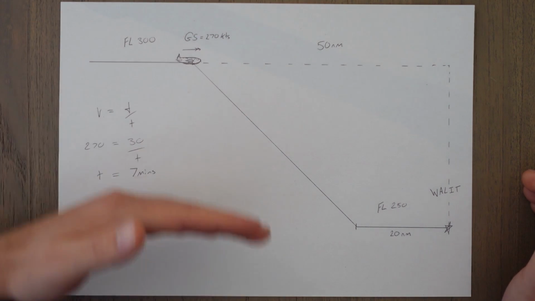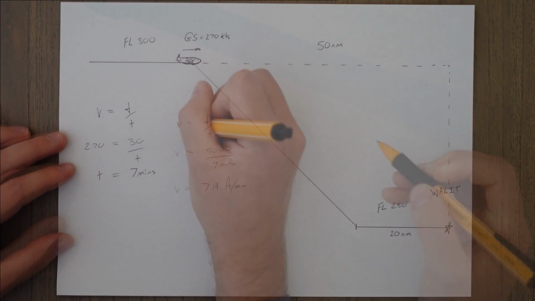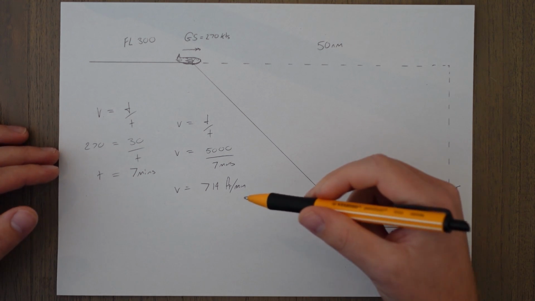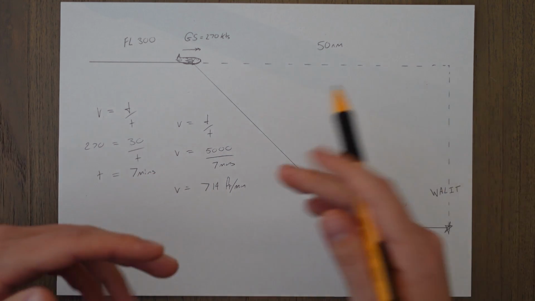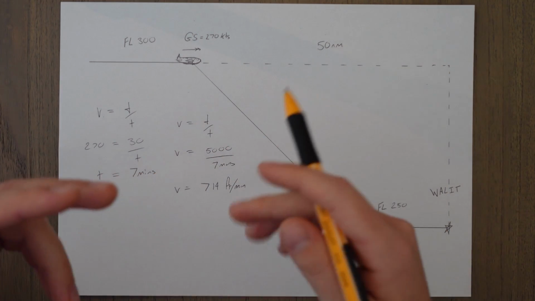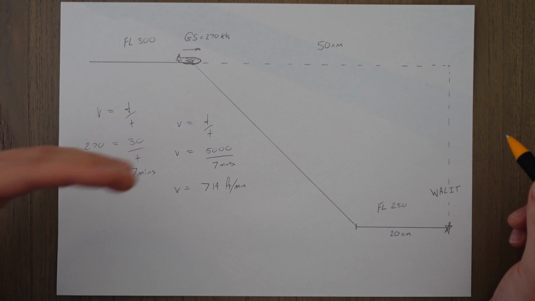We then need to cover 5,000 feet vertically in 7 minutes. So our speed distance time for that gives us an answer of 714 feet per minute. Make sure you've got all the units correct. You might have to convert from hours to minutes, from feet to nautical miles and all that kind of stuff. So just make sure you're using the correct units.